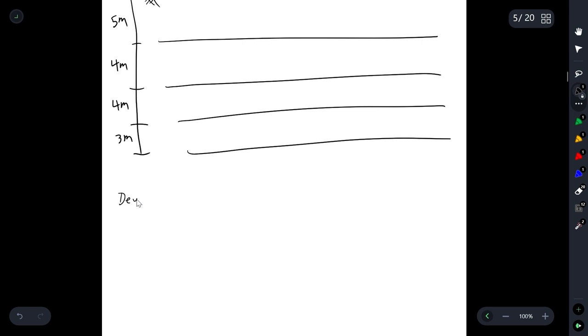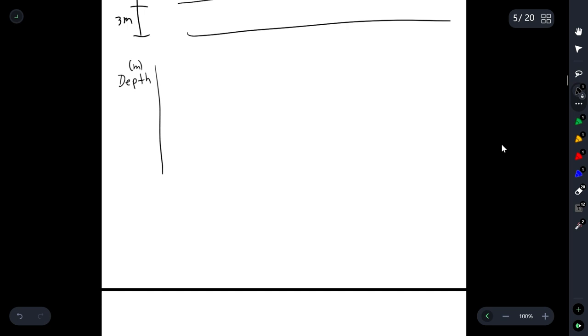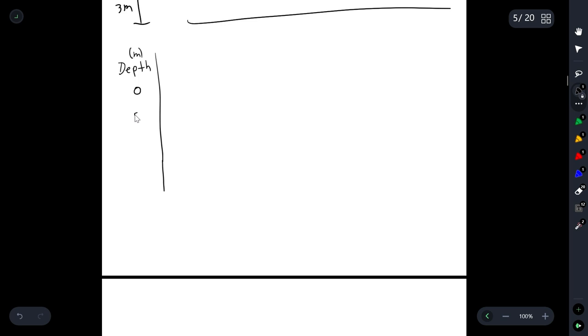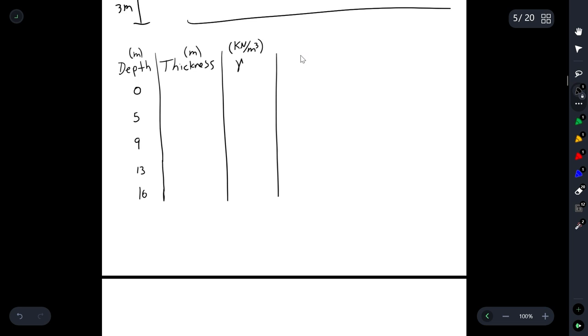So we have depth here, and we have 0, 5, 9, 13, and 16. Then we have our thickness, again in meters. Then we're going to get the unit weight in kilonewton per cubic meter, the total vertical stress in kPa, the pore water pressure, again in kilopascals, and lastly, the vertical effective stress in kilopascals.